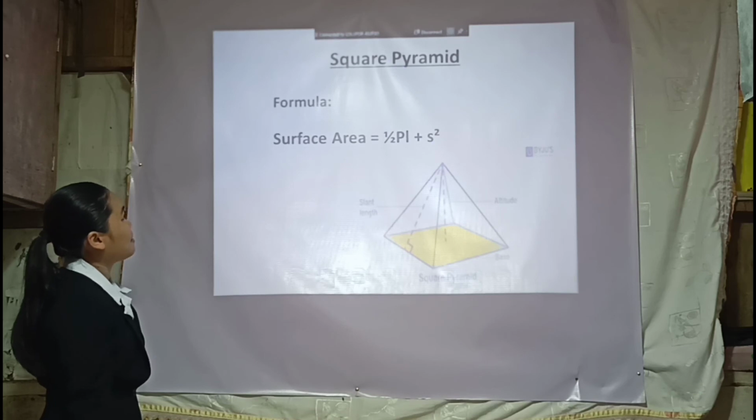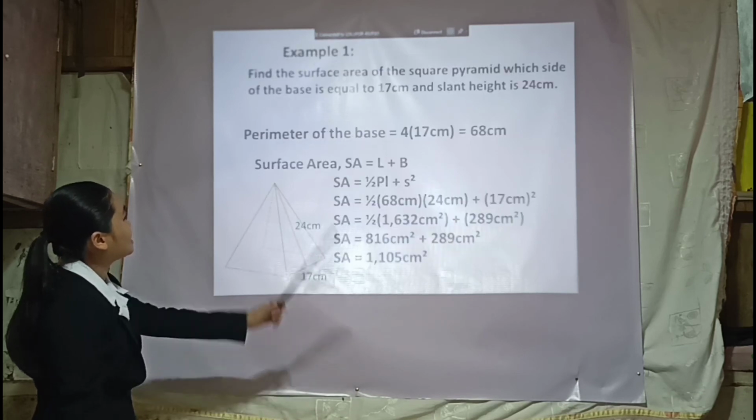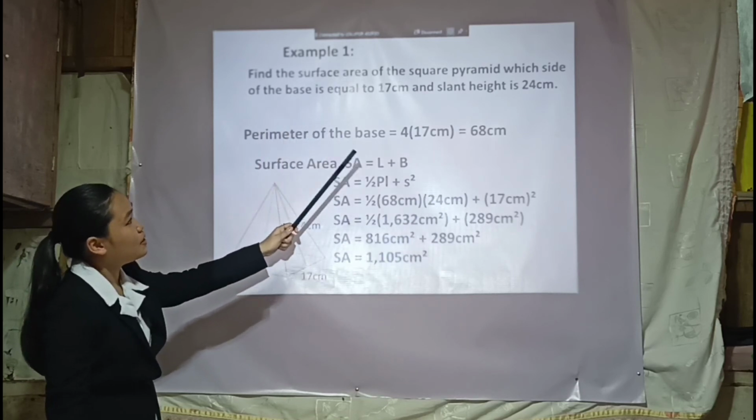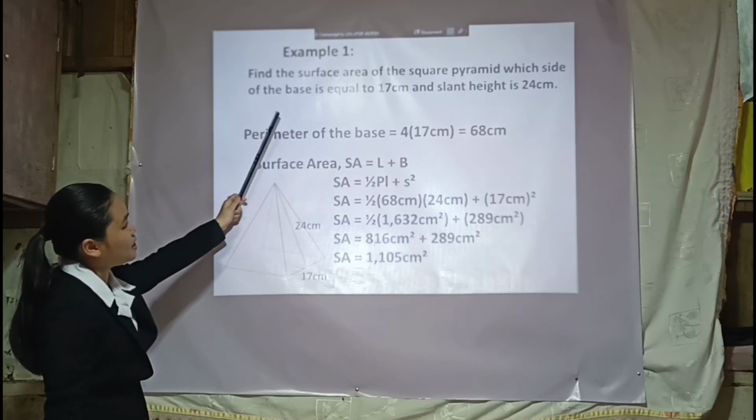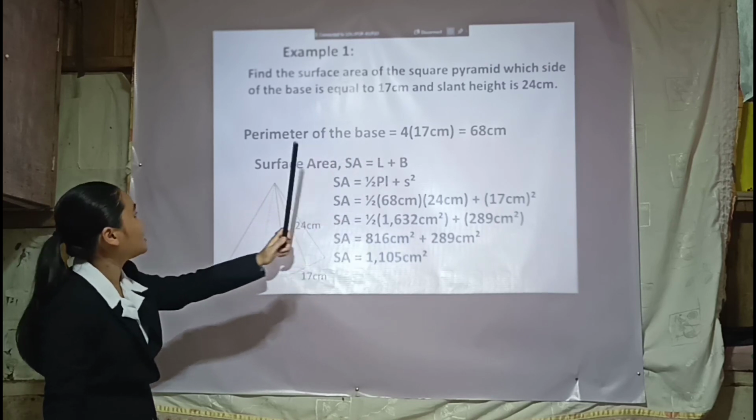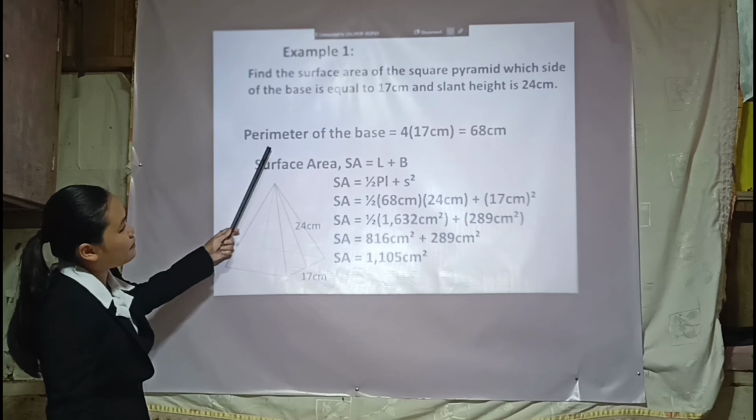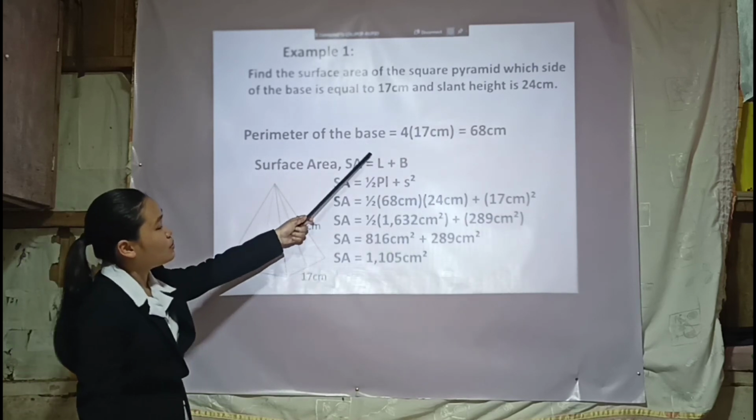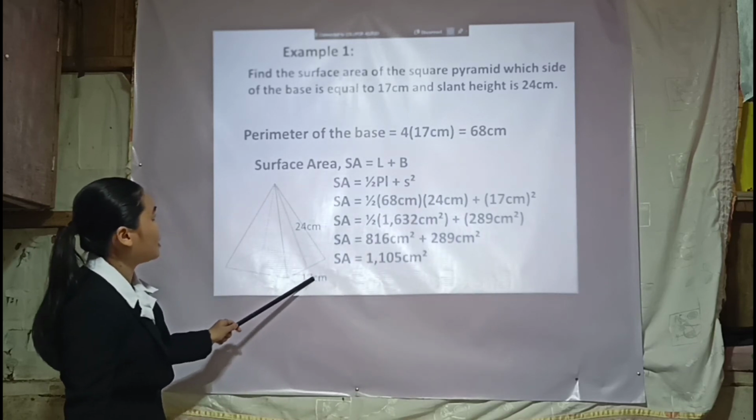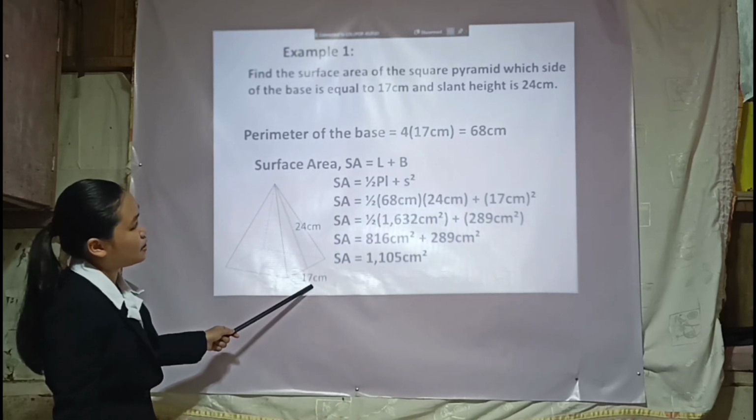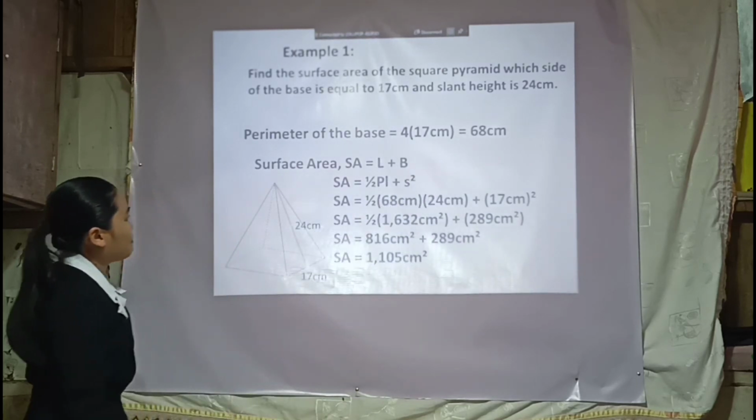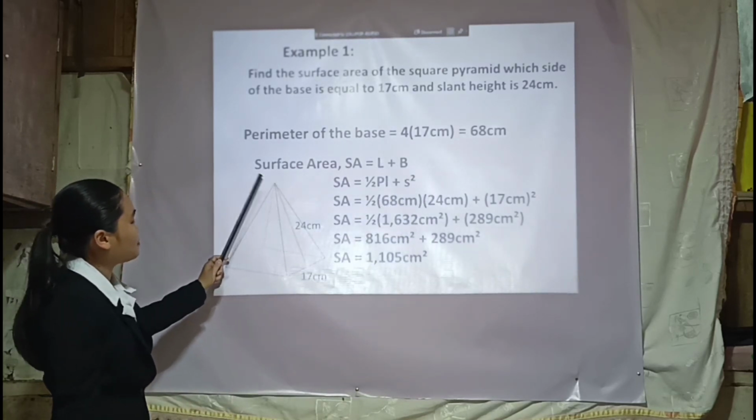Let's proceed to the example. The first example. Find the surface area of the square pyramid whose side of the base is equal to 17 cm and slant height is 24 cm. The perimeter of the base is equal to 4 times 17 cm, since the side of the base is 17 cm. That equals 68 cm. Now we will use the formula.